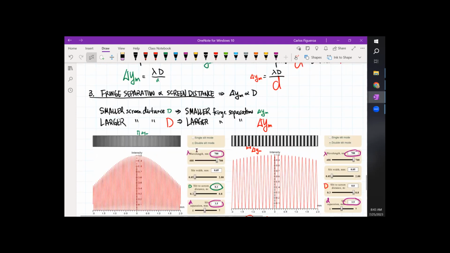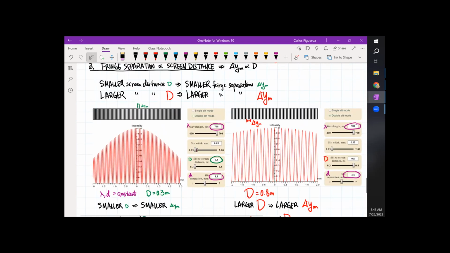And then finally, when we go to the screen distance, this is just about distance. If I have a close distance, then the waves can't spread out as much. But if I have a farther distance, they spread out more. So therefore, if I have a farther distance, the fringes have to separate.